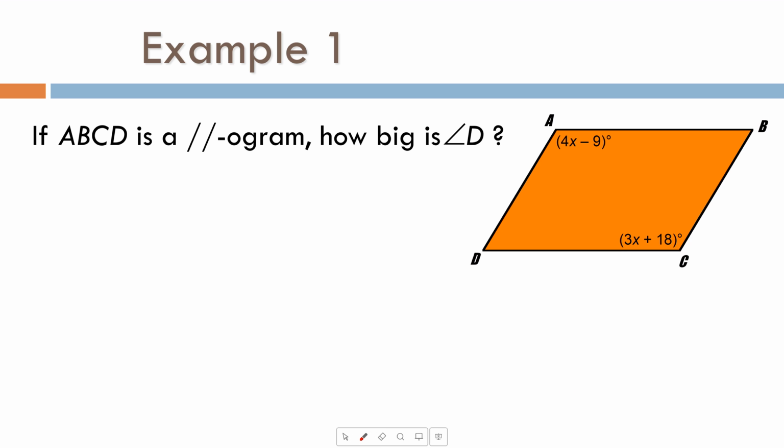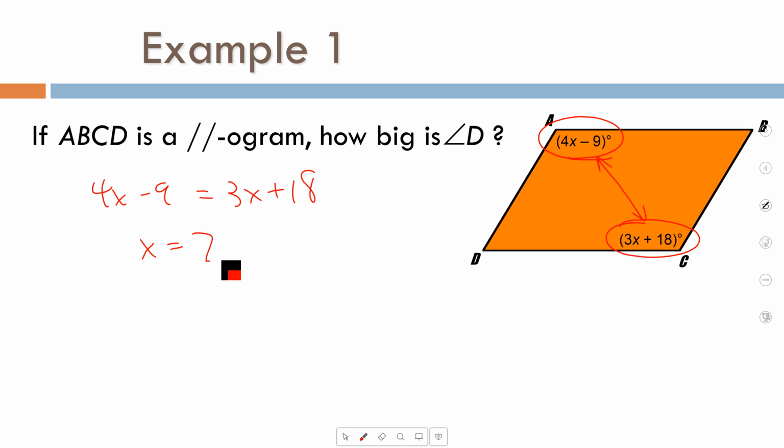Okay, here we go. Ryan, what is the relationship between these two angles? They're equal to each other? Beautiful, because the opposite sides in a parallelogram are congruent. So what equation did you set up? 4x minus 9 equals 3x plus 18. And when you solve that, you get x equals 27. All done. Good to go? No? Why not? Because that's not angle D. Correct. So what do I do then?